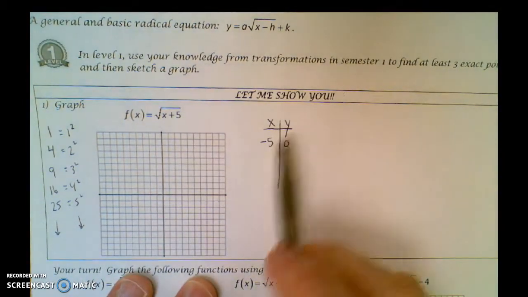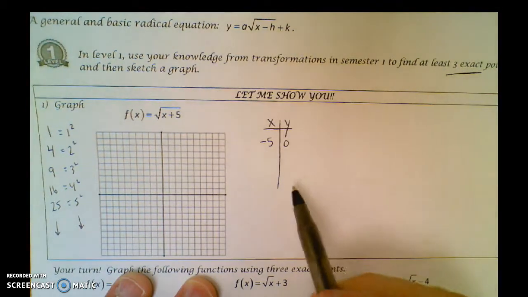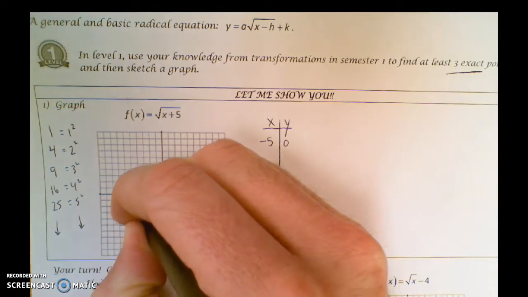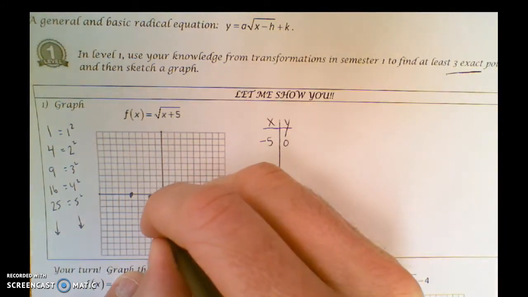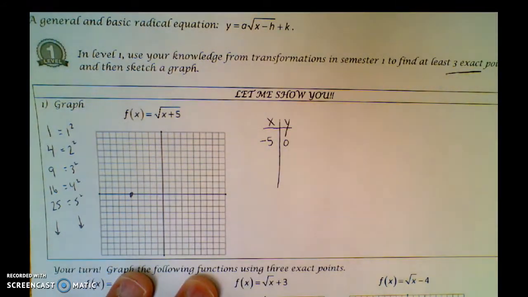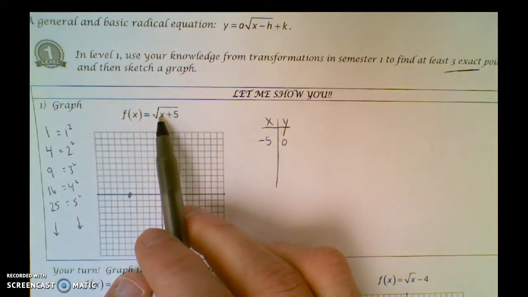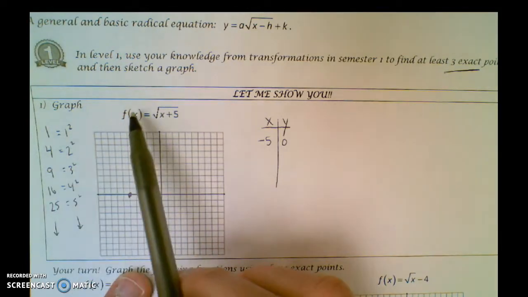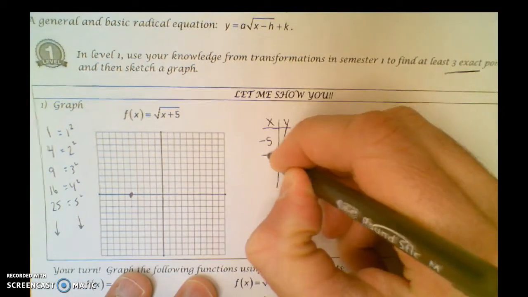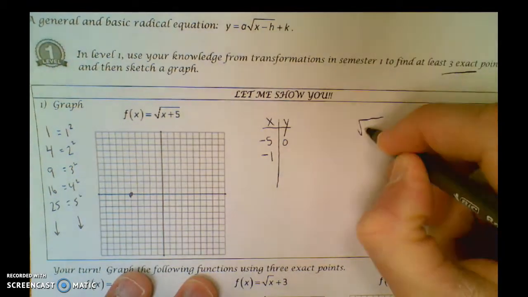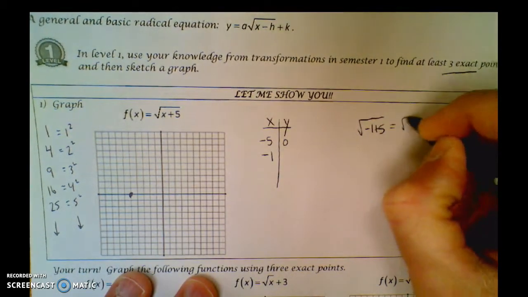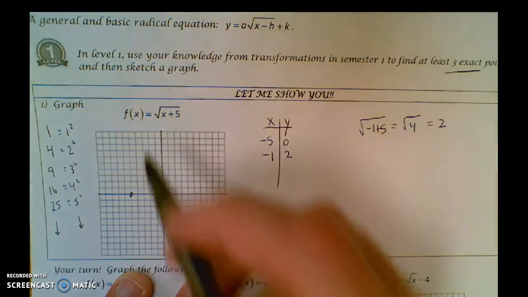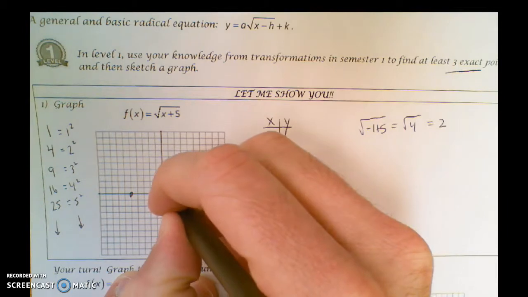So now that I have 1 point, we need at least 3 points to graph our line. I can plot negative 5, 0. 1, 2, 3, 4, 5. I want to plug in values of x that are going to give me one of these numbers. So I know right away if I plug in negative 1, negative 1 plus 5 is 4, and the square root of 4 is 2. So I can plot negative 1, 2.